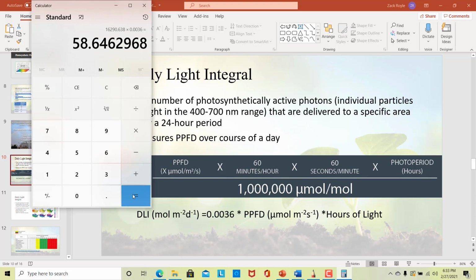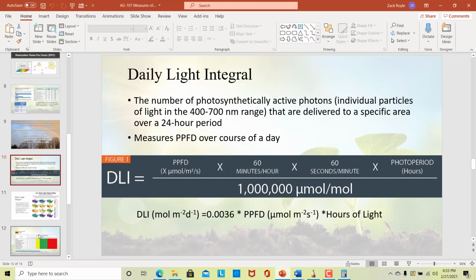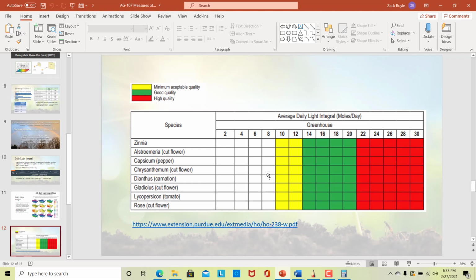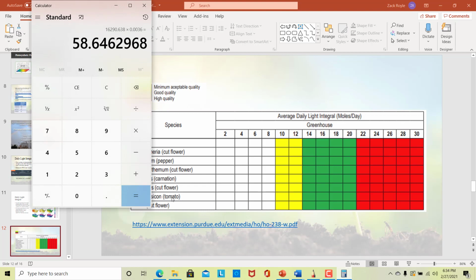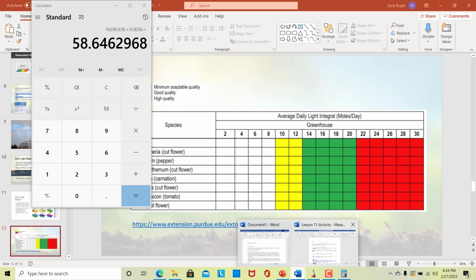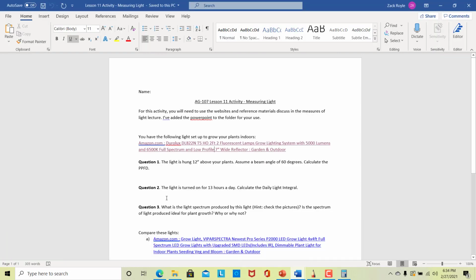And why this is important, how this is helpful, is that different plants have different daily light integral requirements. Typically, you want to get something closer to 30. That's a very high amount. But really, anything between 14, 15 to 30 is good. And in this case, we're even above that, right? So our plants are getting a lot of light energy throughout the day, and they should produce high quality plants then, if all other conditions are good. So that's essentially the answers, or how you would work the first 2 questions.